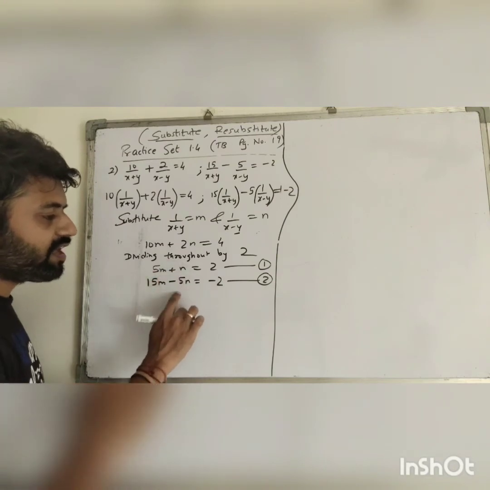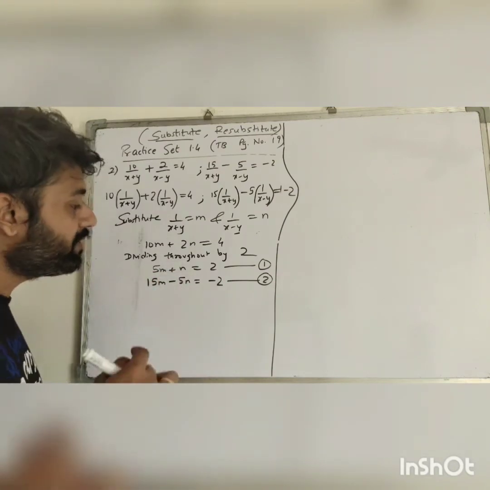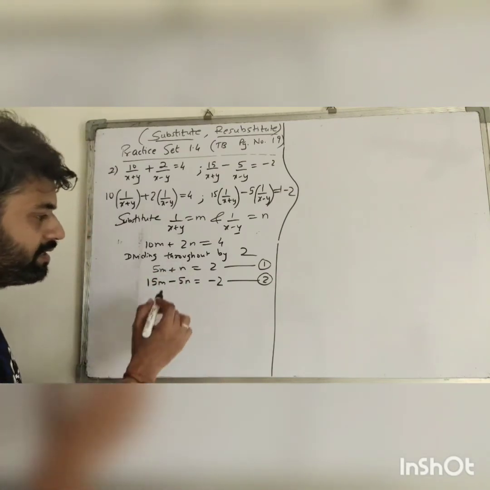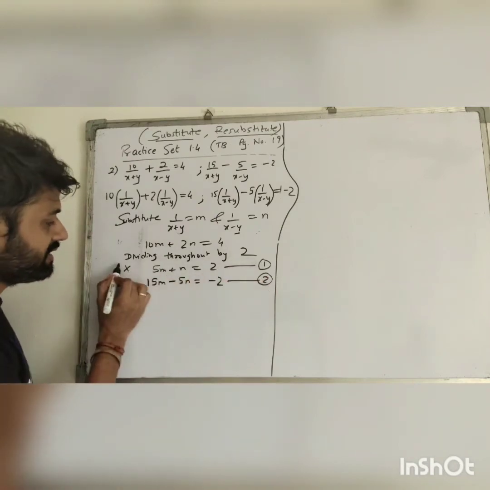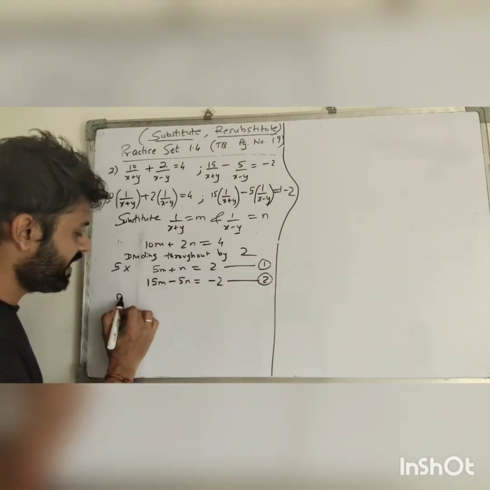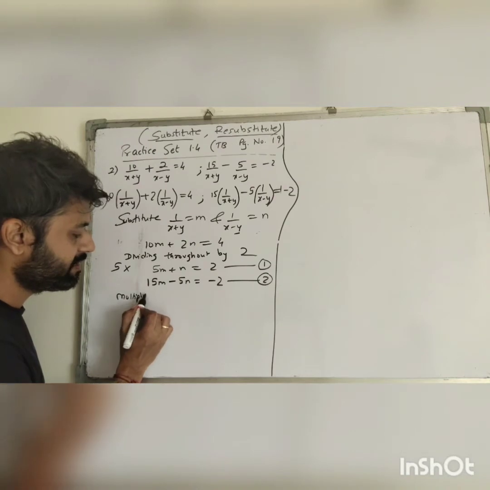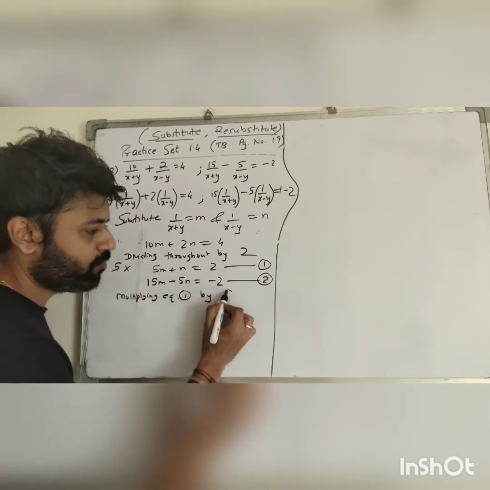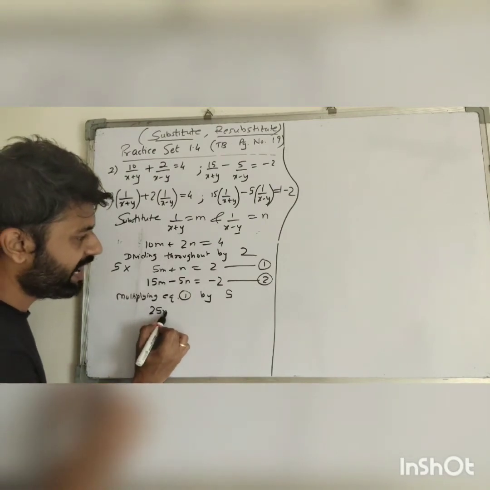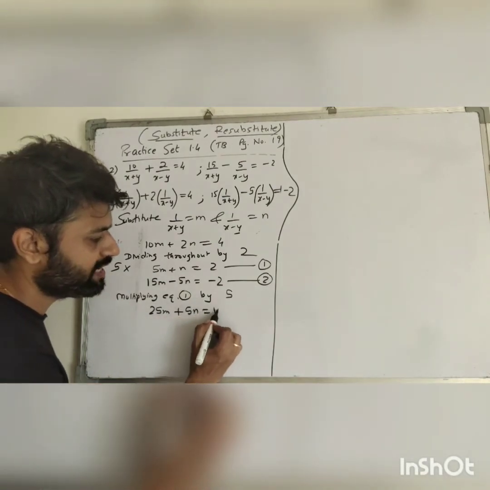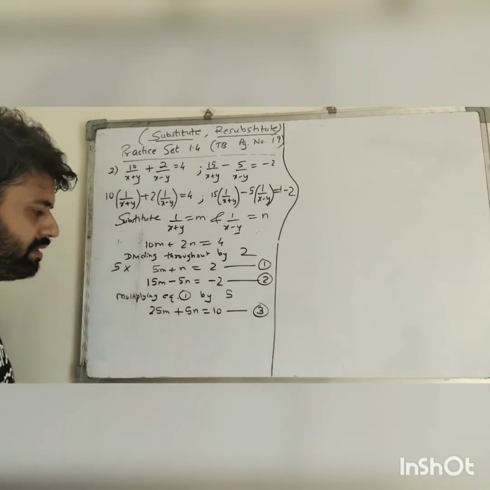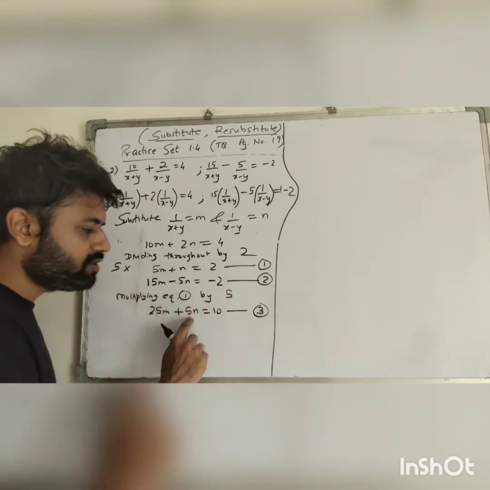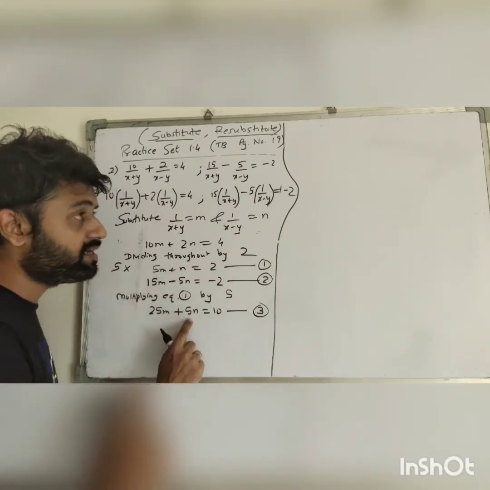Yes, the coefficients are not the same. I will bring the coefficients the same. Here, the first equation can be multiplied by 5, so you have to write multiplying equation number 1 by 5, and you get 5 5s are 25m plus 5n is equal to 10, equation number 3. And now we have to concentrate on these two equal coefficients, minus and plus.